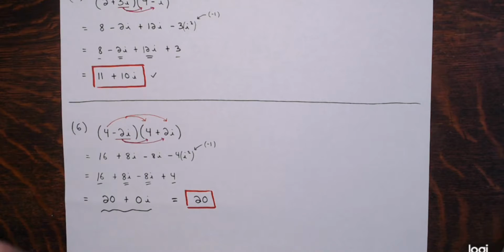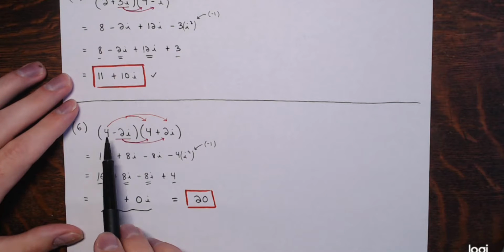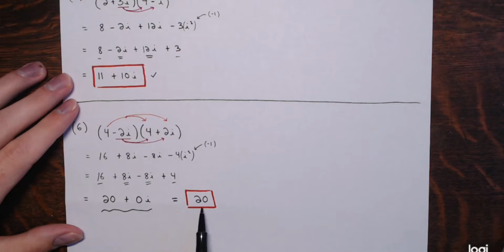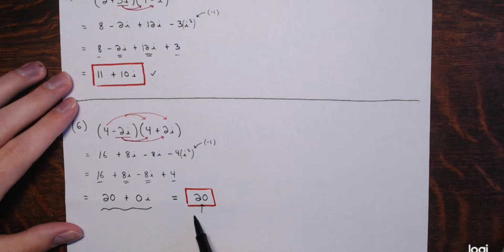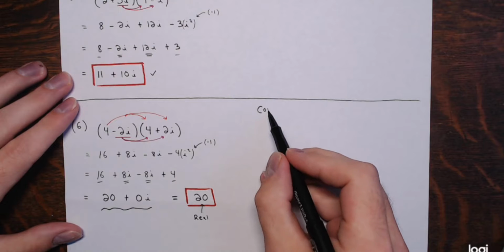So look what happened here. We have a number with an imaginary part multiplied by another number with an imaginary part. Right? Negative 2i, positive 2i. And look what happens. I end up with a number that has a 0 imaginary part. It's a real number. Strictly a real number at the end, with no imaginary part, 20. Well, you're going to see that that's going to happen when you have expressions like this. These are called complex conjugates.